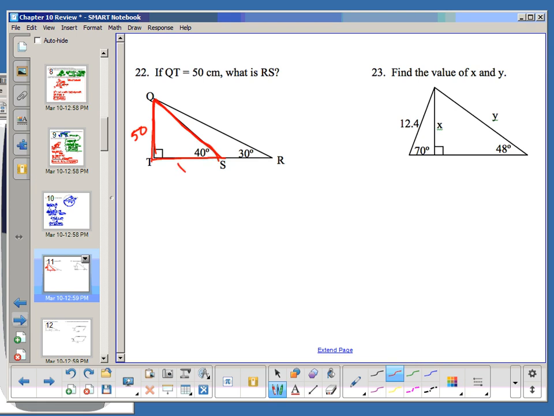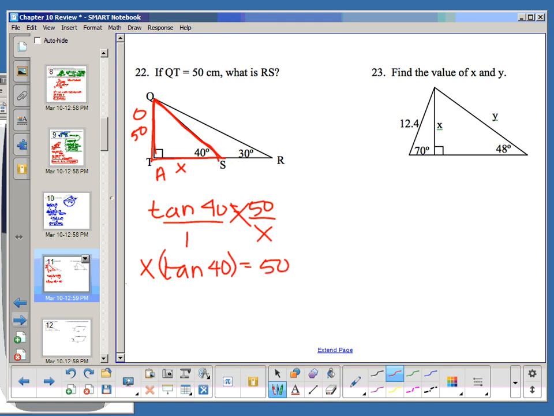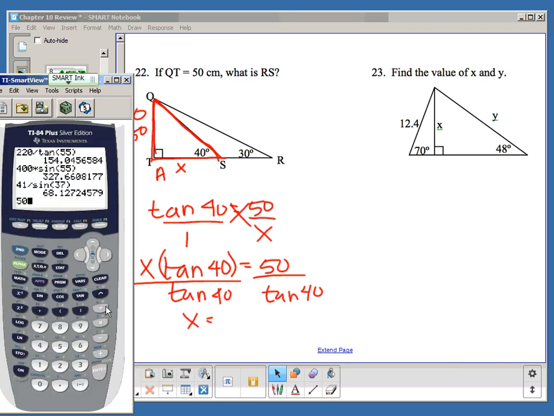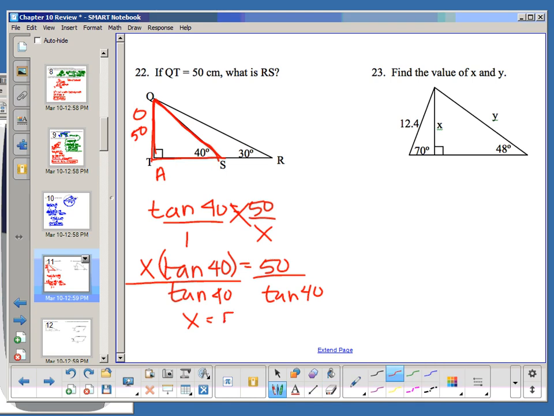So I'm going to use trig to find this value right there. And I need to use tangent because this is the opposite and this is the adjacent side. So tan of 40 equals 50 over x. When I cross multiply, when I divide, I get that value to be 59.5. So this value right here is 59.5.